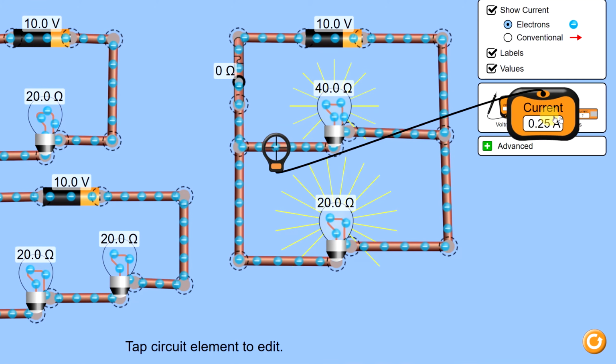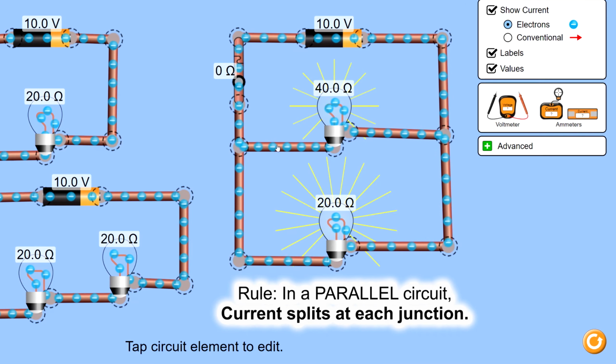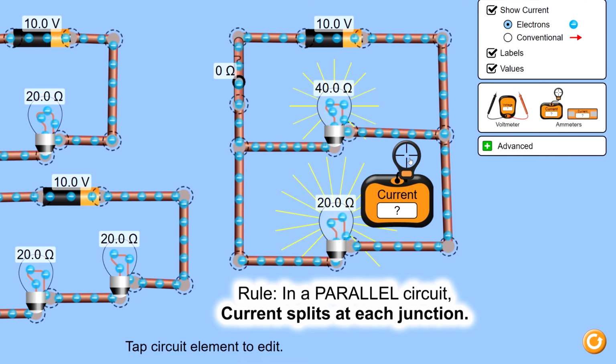Okay, so that explains current and how it can split up inside of a parallel circuit. Now we can see that that's a rule. Current splits up inside of a parallel circuit at these branches. Now we can actually see that the current then joins back up after it goes through these bulbs. So let's see that happen.